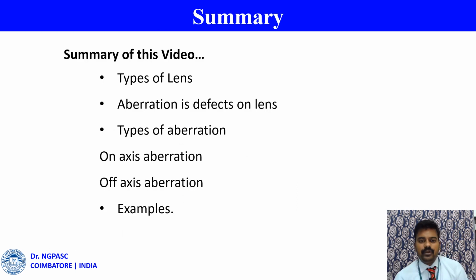To summarize, in this video I hope you all have a basic idea of the types of lenses and what aberrations are. Aberration is nothing but a defect in a lens. We know there are two types: on-axis aberration and off-axis aberration. Spherical and chromatic aberrations belong to on-axis, and coma and astigmatism aberrations belong to off-axis, and we saw a few examples.